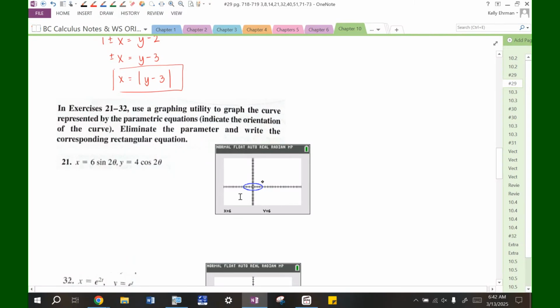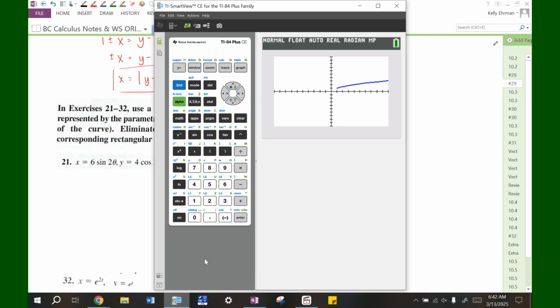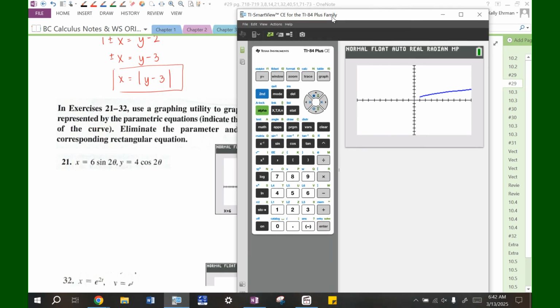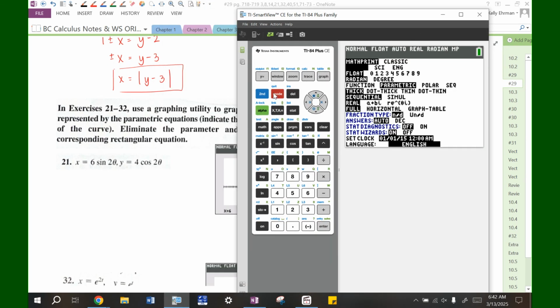For the next section, it says use a graphing utility to graph the curve represented by the parametric equations. So you could do this two ways. You don't have to do this for the AP test, but you could switch your calculator into parametric mode. So go to mode. We're normally in function mode, but you could switch to parametric mode. We also have polar mode and sequence mode, but again, you don't have to use any of these. You should not switch modes for your AP test. It needs to be in function mode to be able to solve by graphing and things like that.